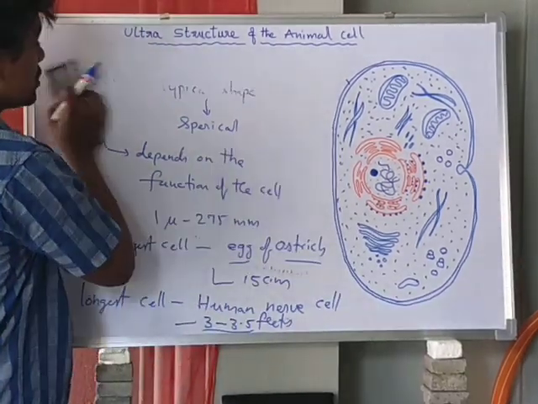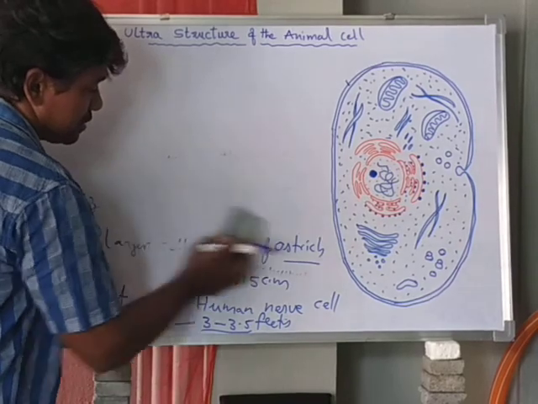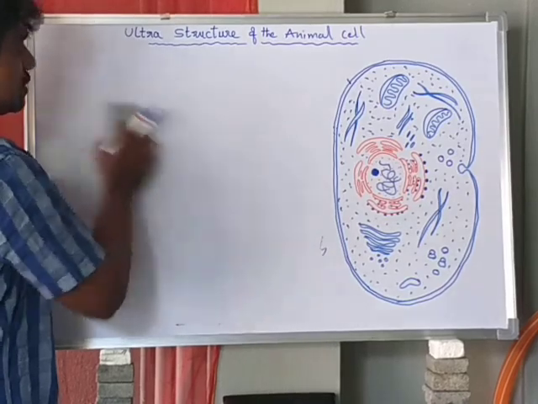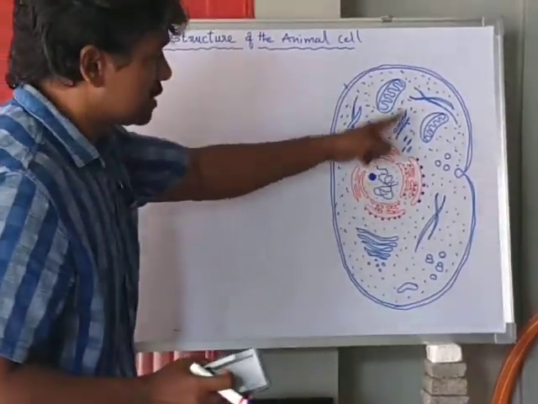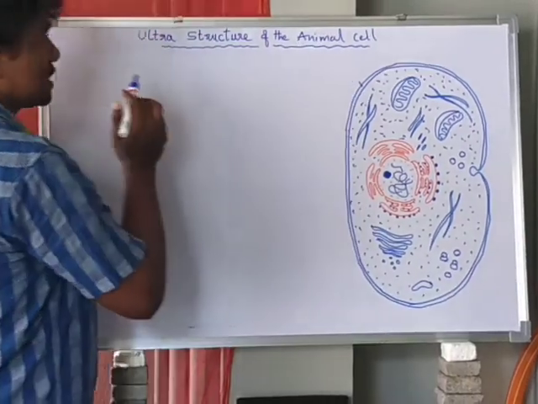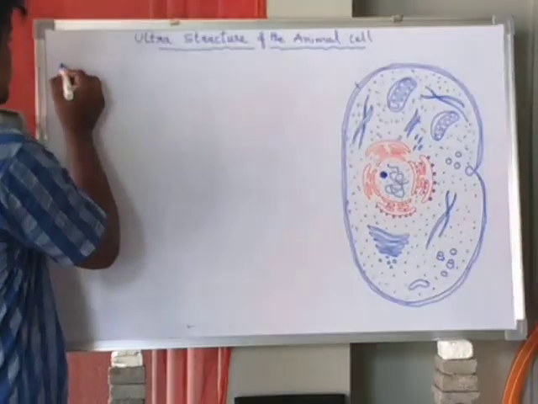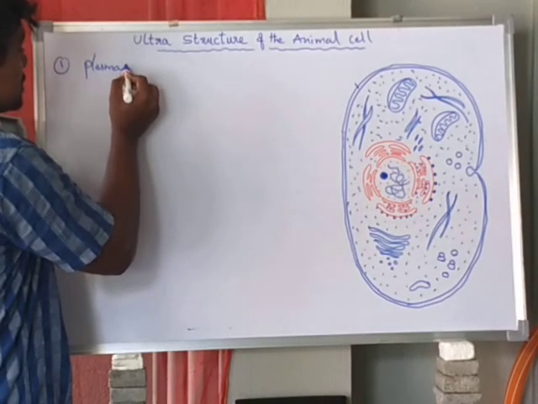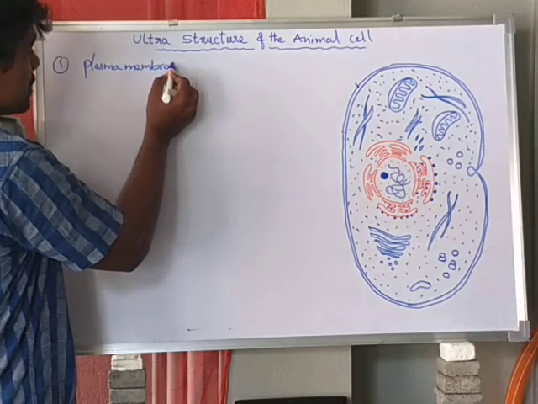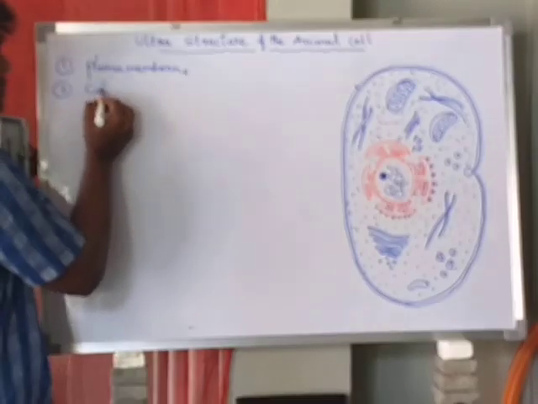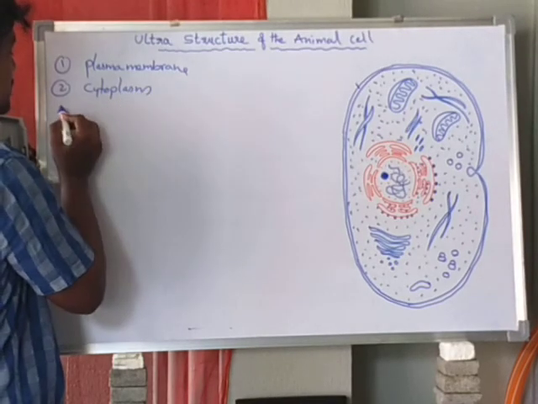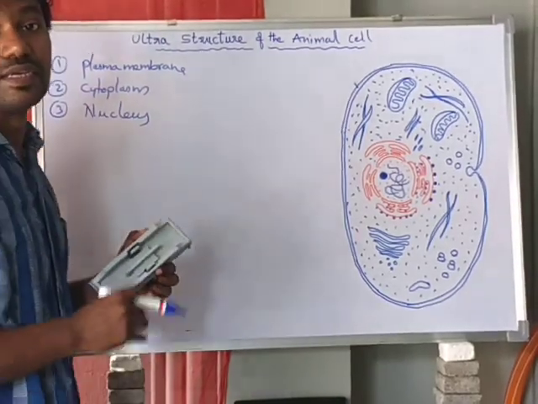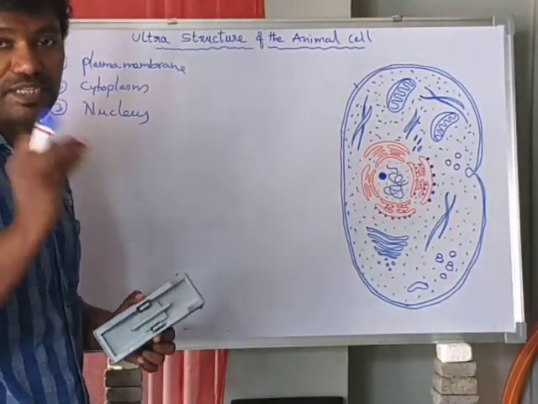Now we know the structure of the animal cell. Here I draw a diagram. This is the animal cell. Generally the structure of the animal cell has three main parts: the plasma membrane, the second one is the cytoplasm, and the third one is the nucleus. These three main parts are present in the animal cell.